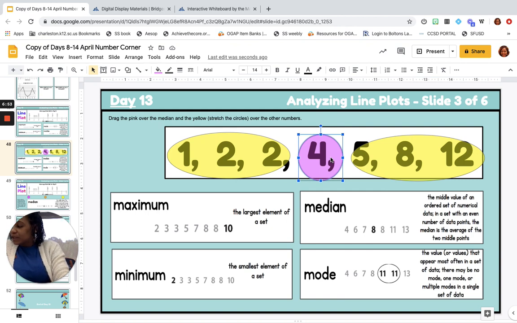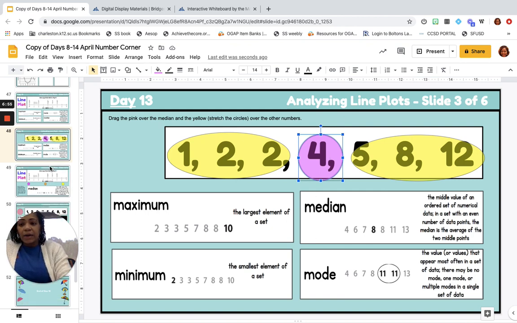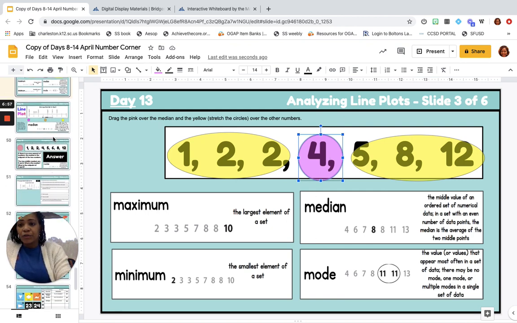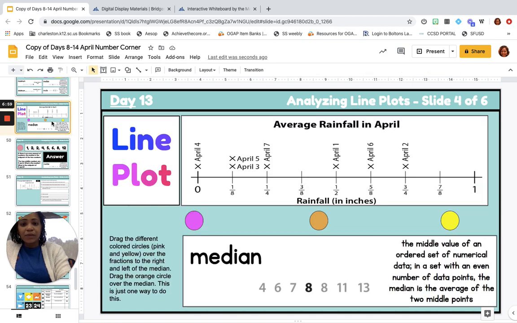Okay, so let's look back at our line plot of our average rainfall, and let's see if we can locate the median. Let's first find the minimum. Well, we already found the minimum, 0. And then we found the maximum, 3/4. The mode, 1/8. Let's see if we can find the median.